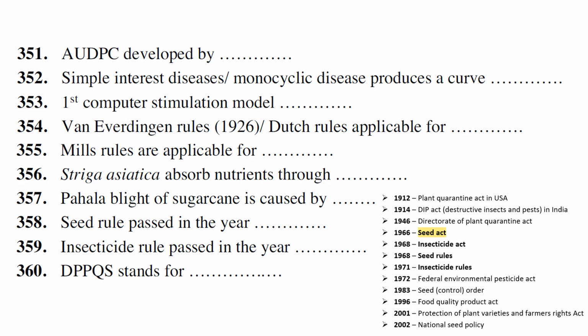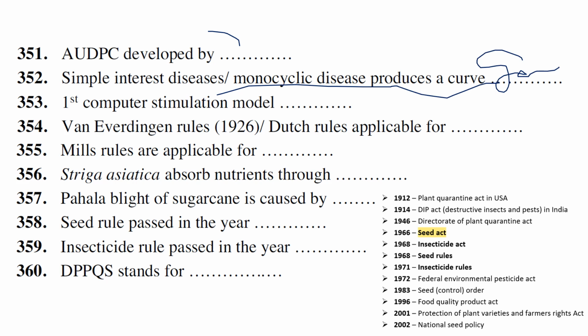And the next one is the AUDPC developed by, first of all, we'll see what is AUDPC: area under disease progress curve. It's a kind of calculation technique to observe the disease severity. This was first given by J. E. Van der Plank, okay, he is also considered the father of plant disease epidemiology, right? Simple interest disease, also known as monocyclic disease, produces a curve called saturation curve.